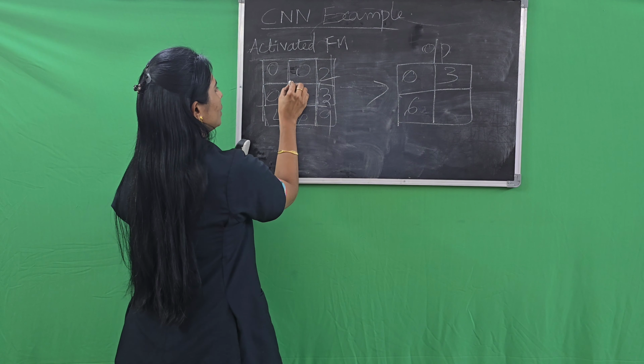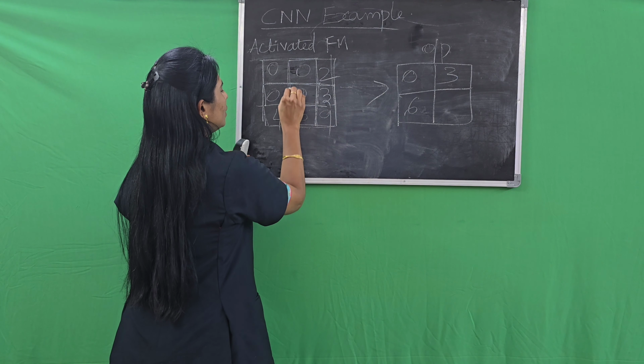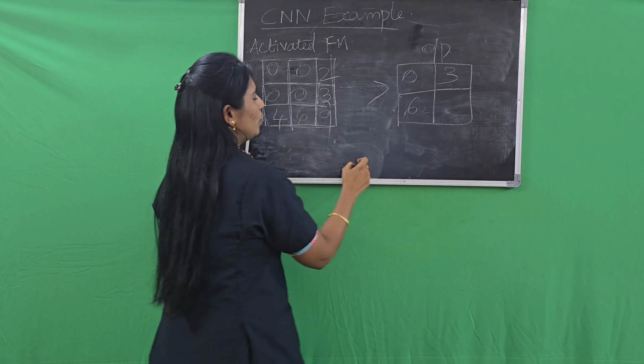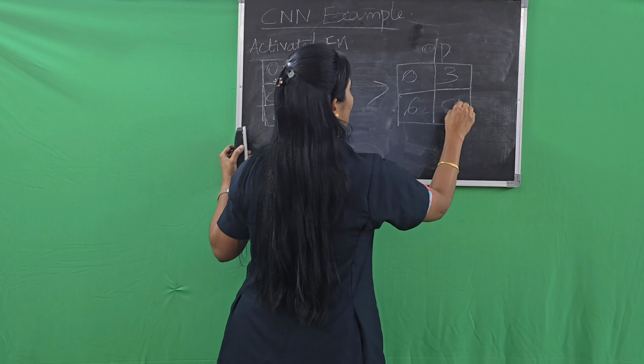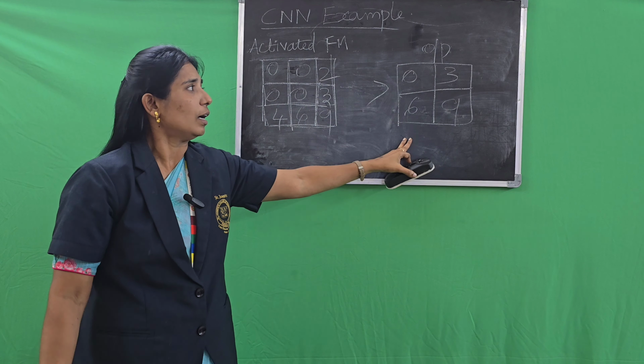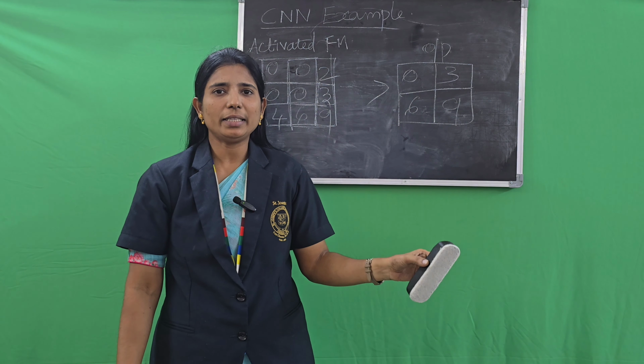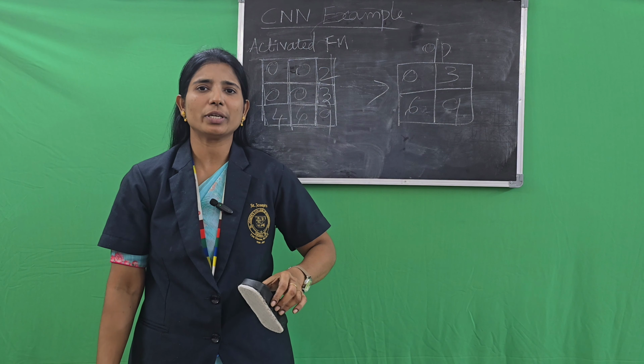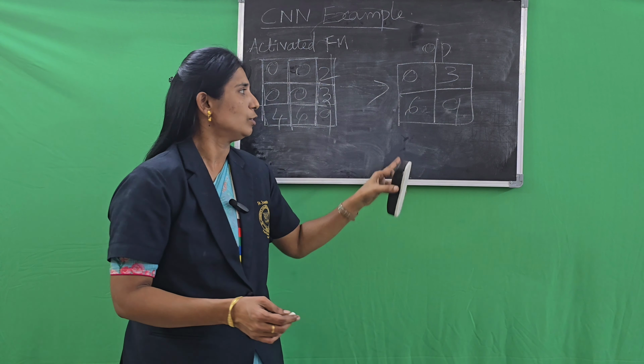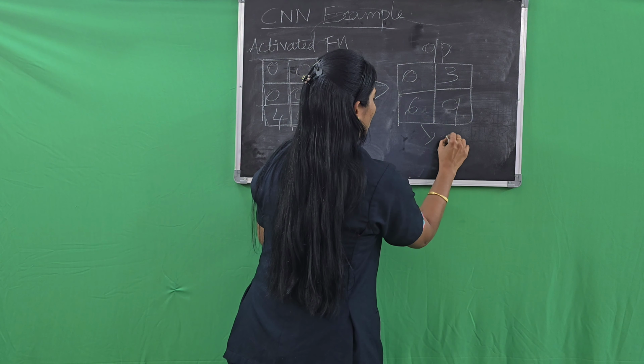Then finally apply the filter here. Then take the maximum value 9. This will be stored here. So this is the final pooled output. After applying the pooling operation, the dimensions further reduce to a 2 cross 2 matrix.